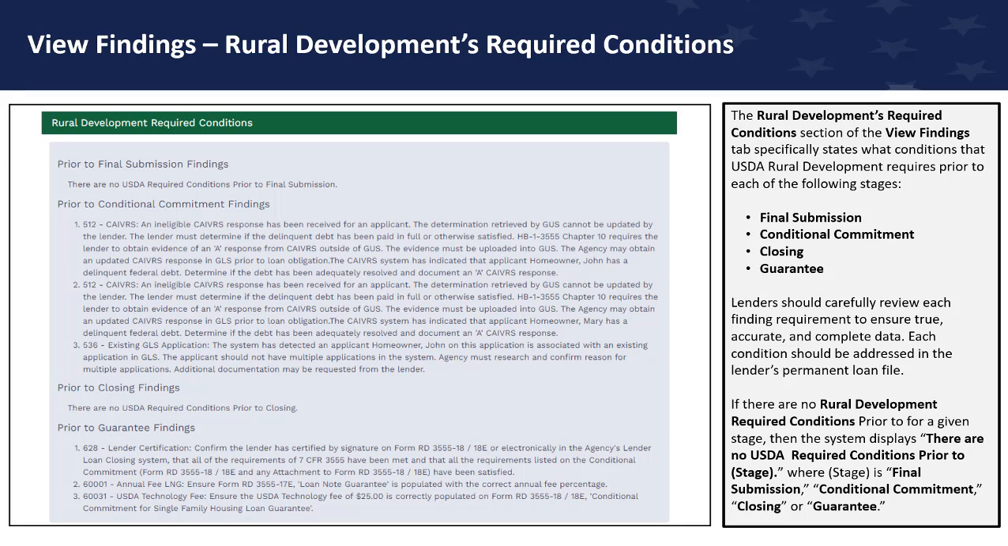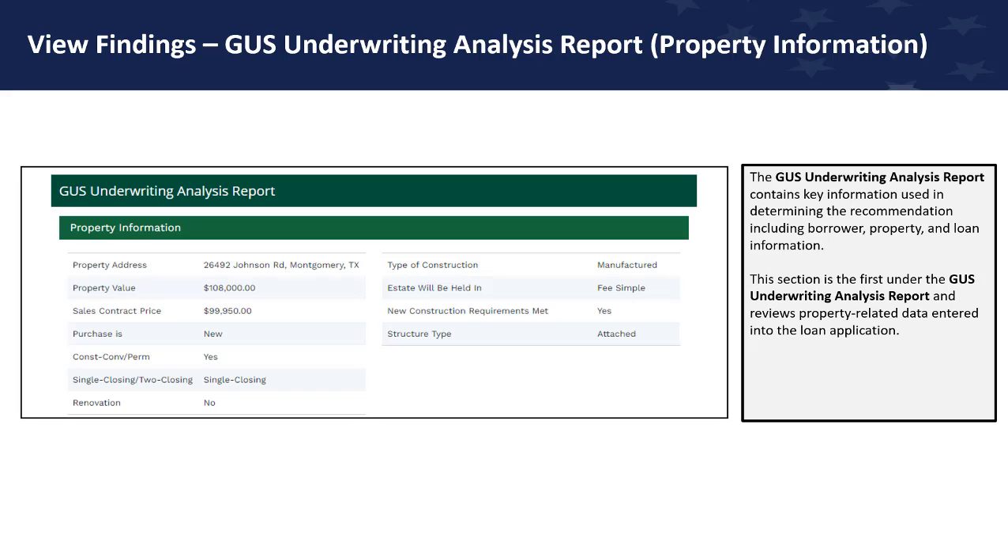This section concludes the GUS Underwriting Findings Report. Next, we will cover the GUS Underwriting Analysis Report. The GUS Underwriting Analysis Report contains key information used in determining the recommendation, including borrower, property, and loan information.